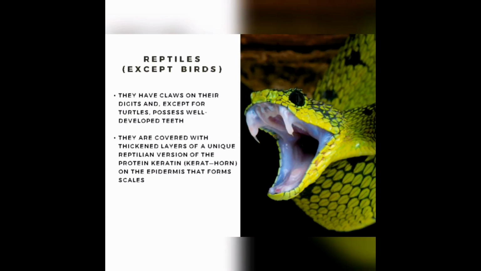They have claws on their digits and, except for turtles, possess well-developed teeth. They are covered with thickened layers of a unique reptilian version of the protein keratin on the epidermis that forms scales. Note that these scales are quite different in their origin and structure from those of fish. They are epidermal as opposed to the dermal scales in fish.